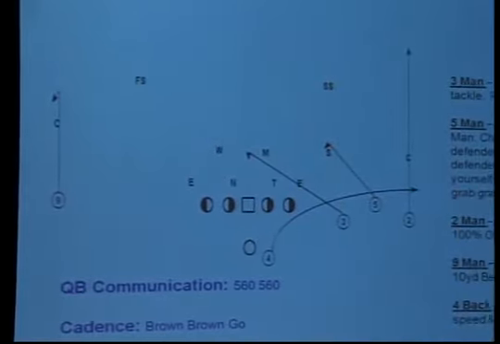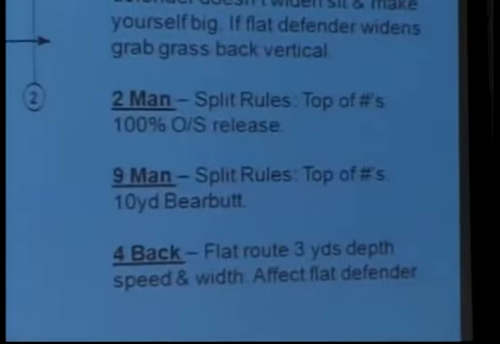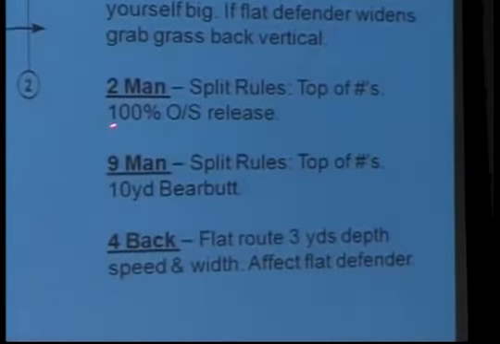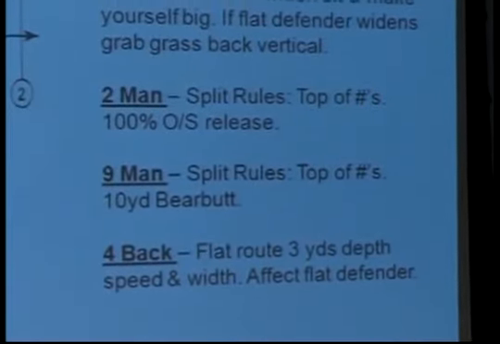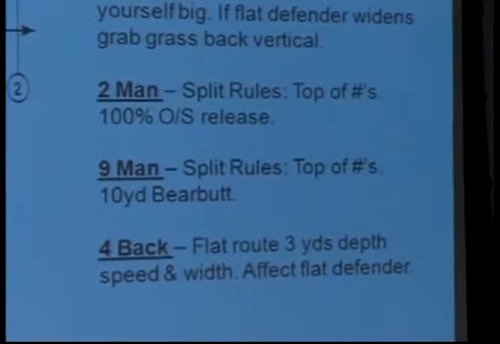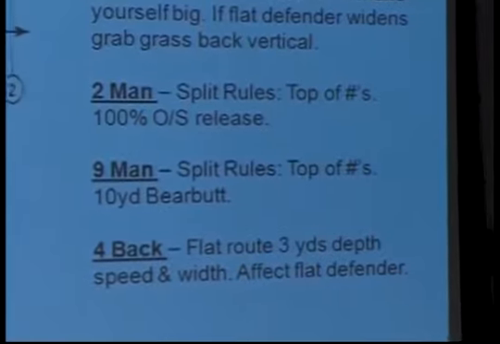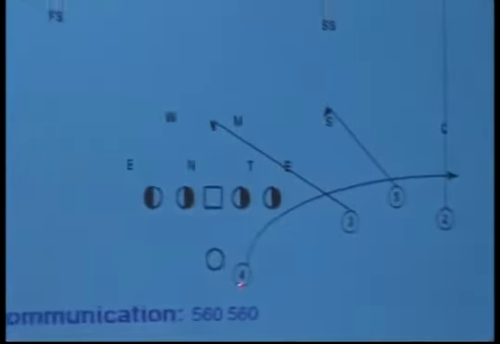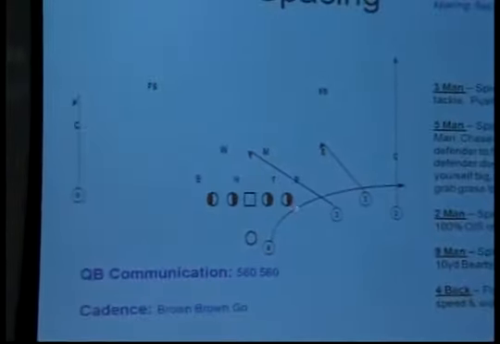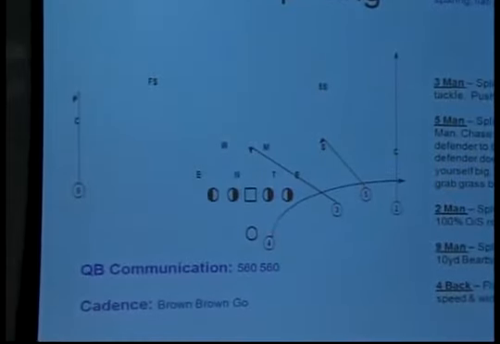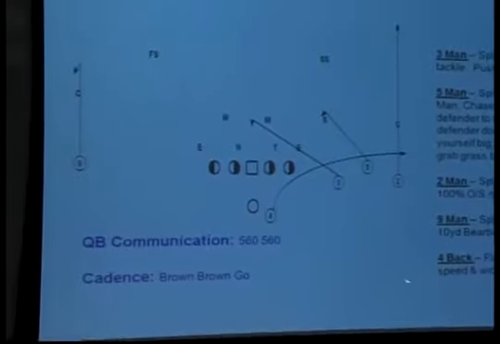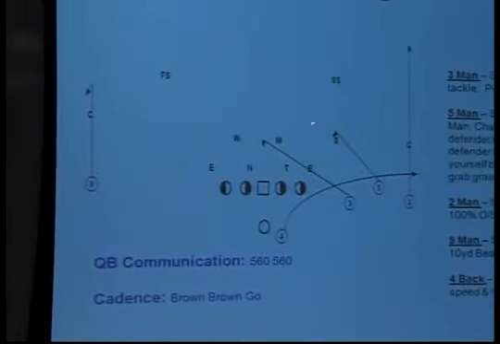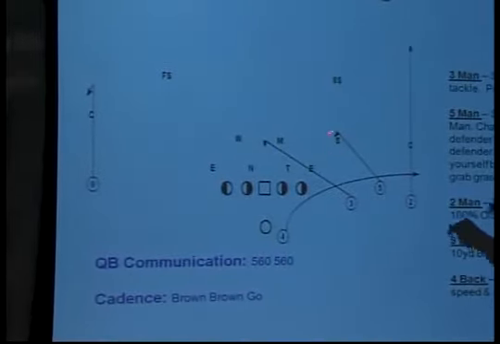Okay? All right. 2-man. Again, a lot of our concepts that we've put in is giving you a 100% outside release, top of the number. Get the corner out of the equation. 4-back. Because it's a 560 protection, you're not involved on it. You're working a snag route, a flat route concept, or a 1 route. Okay? Your 3 yards depth, the main thing is speed and width. You got to make this guy make a decision.